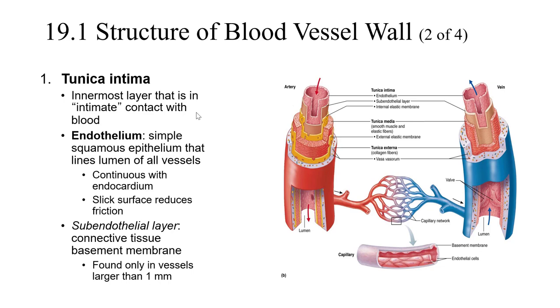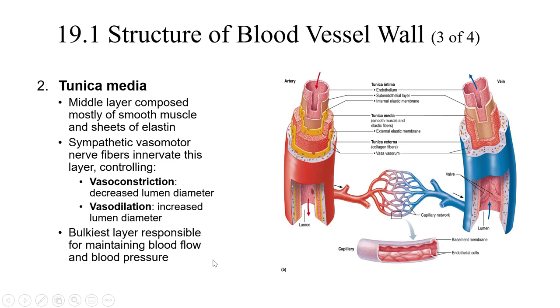It is continuous with the endocardium, and it would have a very slick, non-wettable surface, and that would reduce friction, and that would reduce platelet aggregation, which should be avoided. And there is actually a subendothelial layer, that's your subendothelial layer right there. The vein has a thicker subendothelial layer, and the artery would have a thinner subendothelial layer. This is a layer of connective tissue, basement membrane, and it is found only in vessels that are larger than 1 millimeter. And you have the tunica media.